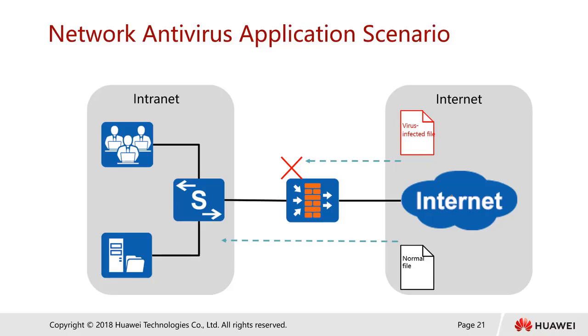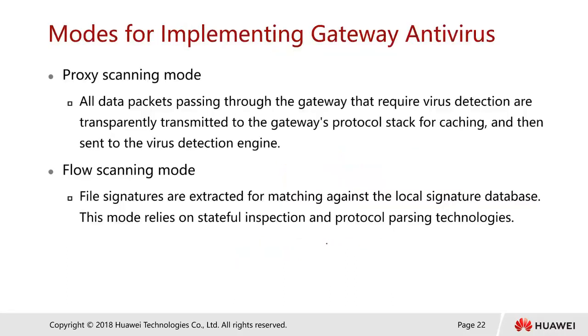So this is an example. It could be a firewall, or a firewall with proxy, or an external proxy that will scan every single file that we download from the internet, so that it can differentiate between infected virus files and normal files. Okay, so this is the one that I just mentioned.